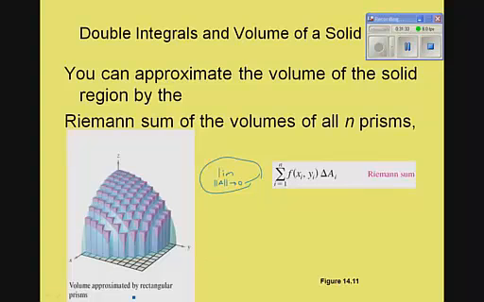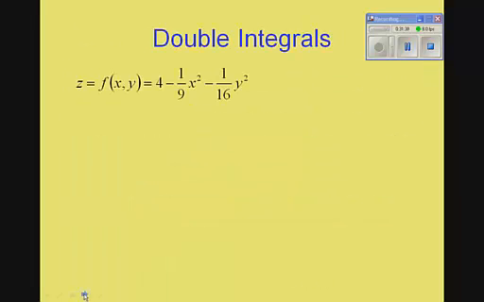Okay. So let's see. We get a double integral. Now, how do you compute a double integral? Well, okay. So that's what your book calls an iterated integral. All right, so let me show you. We need a big theorem, which your book calls Fubini's theorem.